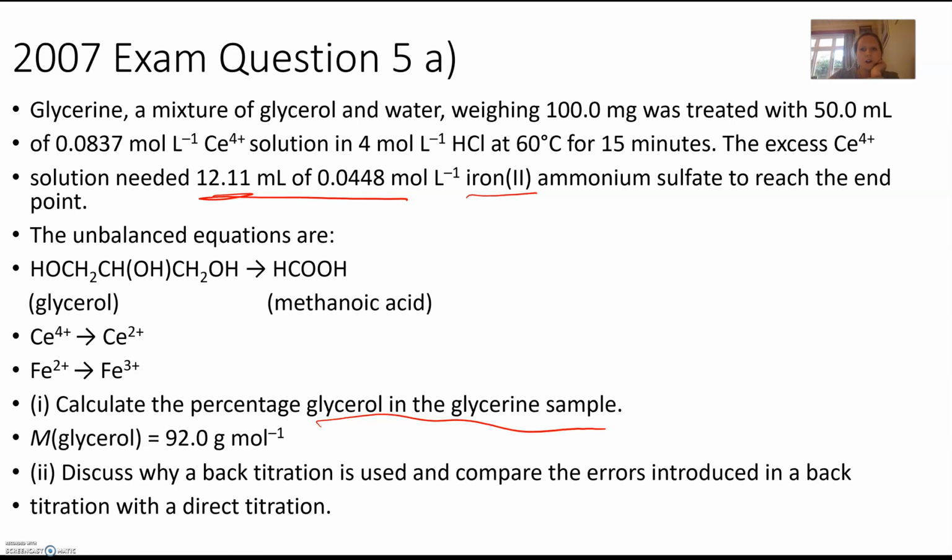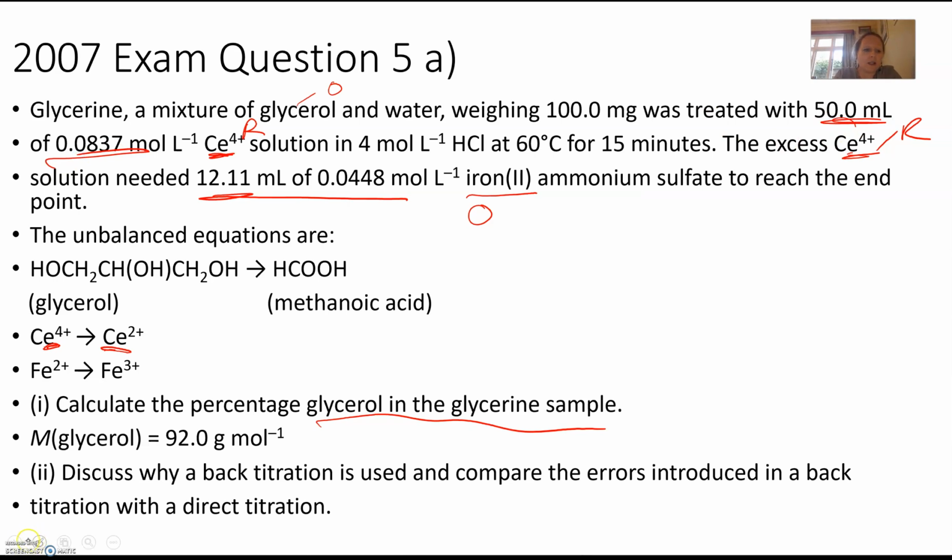First of all, you've got the glycerol reacting with Ce4+. If it's reacting with Ce4+ and they've given these equations, then it's forming Ce2+. So the Ce4+ must be getting reduced, 4+ to 2+, a decrease in oxidation number, which means that the glycerol must be getting oxidized. It then says the excess Ce4+ needed this amount of Fe2+. So the Fe2+ is getting oxidized and the Ce4+ again is getting reduced. So it's the excess Ce4+ which is getting reduced from this total amount given at the beginning.